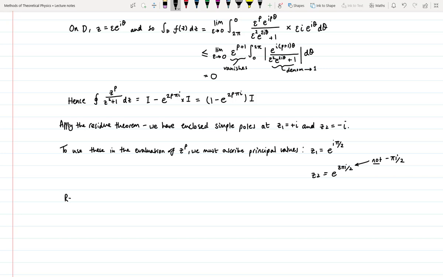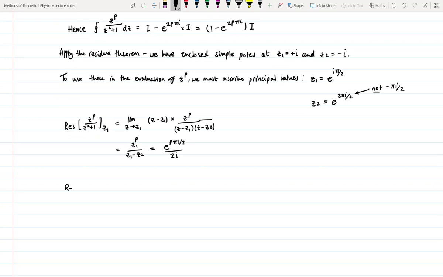Okay, carrying on, we can now look at the residues. The residue of our function at z1, as usual, we'll use the result from topic 7. This is the limit as z tends to z1 of z minus z1, and then we've got z to the p over, and then we can break up the denominator as z minus z1, z minus z2. The factors of z minus z1 cancel, and this leaves us with z1 to the power of p over z1 minus z2, and it's easy enough to check that this is e to the p pi i by 2 divided by 2i.